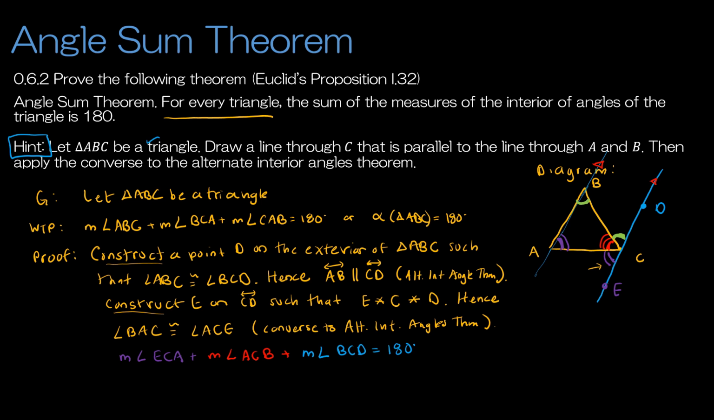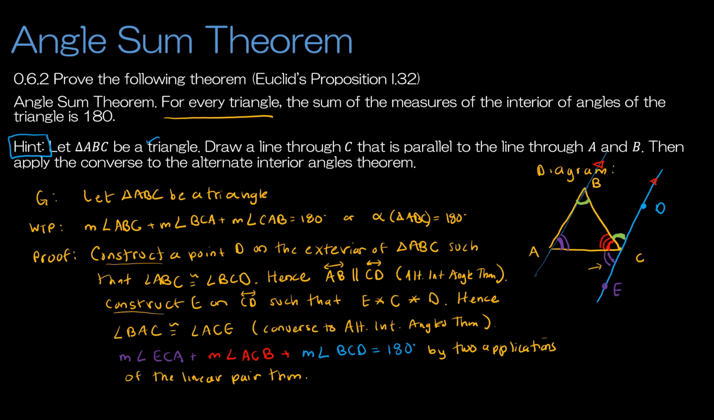And I'm going to say by two applications of the linear pair theorem. And the linear pair theorem, of course, says if you have two angles that make up a straight line, they equal 180 degrees. So I've just done it twice.